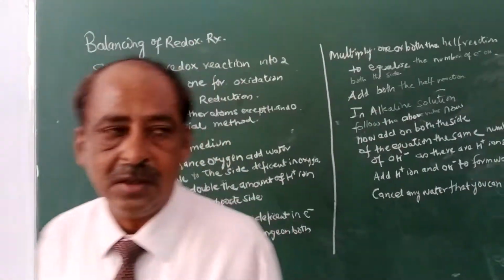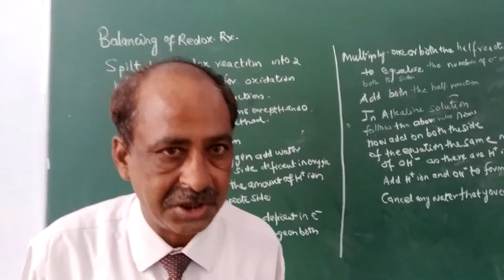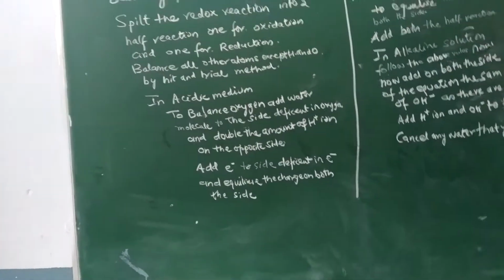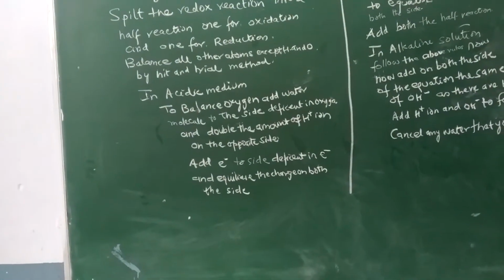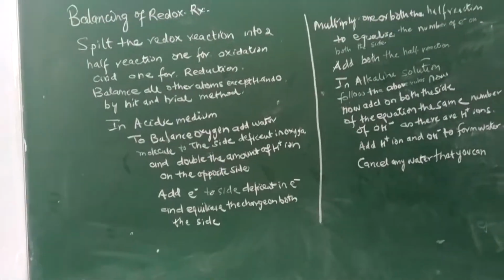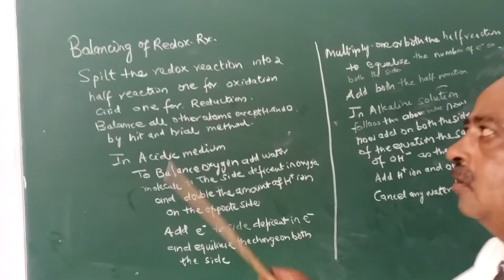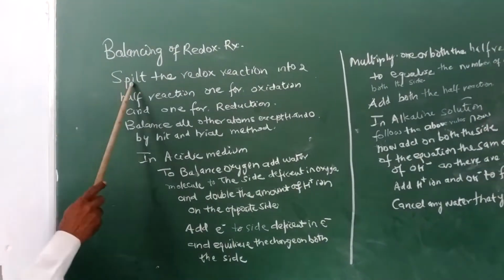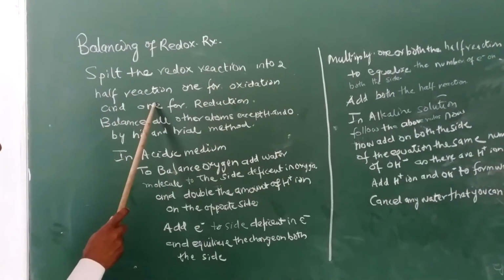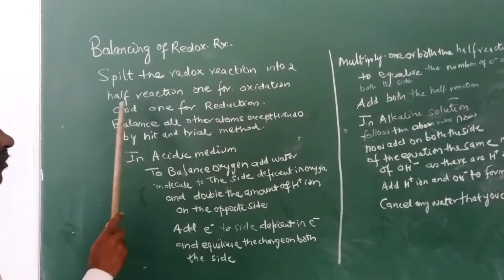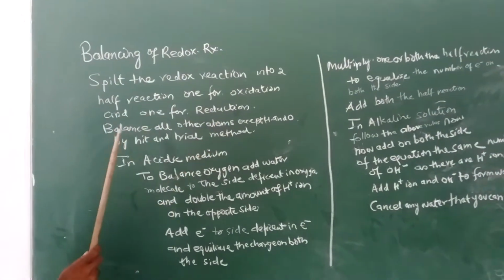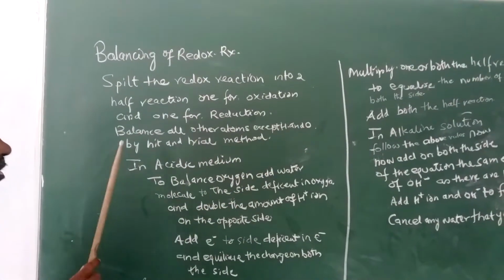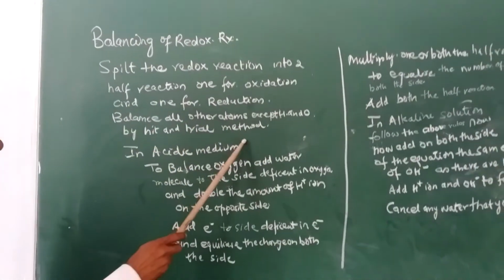Similarly, now when we say balancing of redox reaction, simple rule for balancing of redox reaction: split the redox reaction into two half reactions, one for oxidation and one for reduction. Balance all other atoms except hydrogen and oxygen by hit and try method.